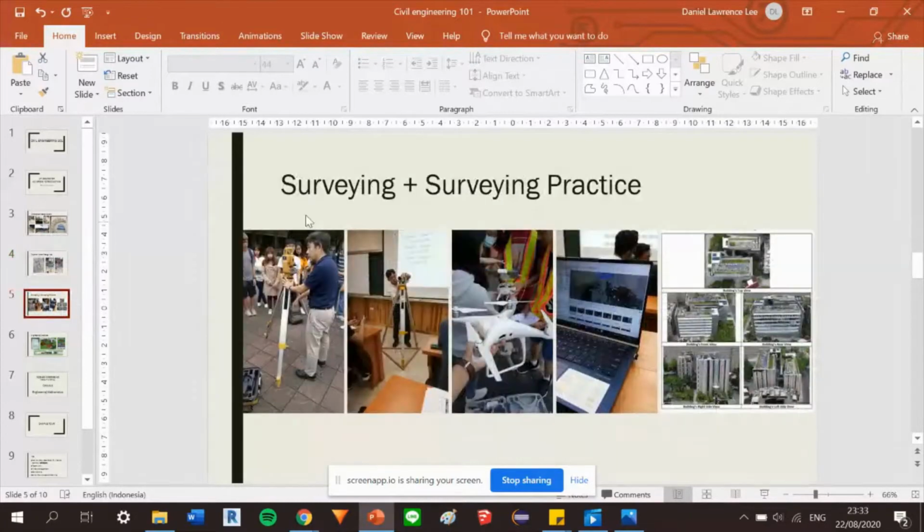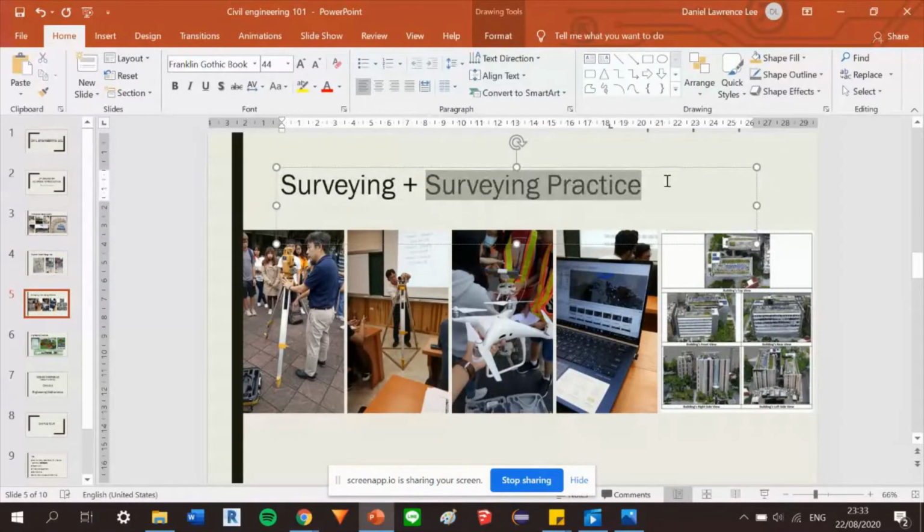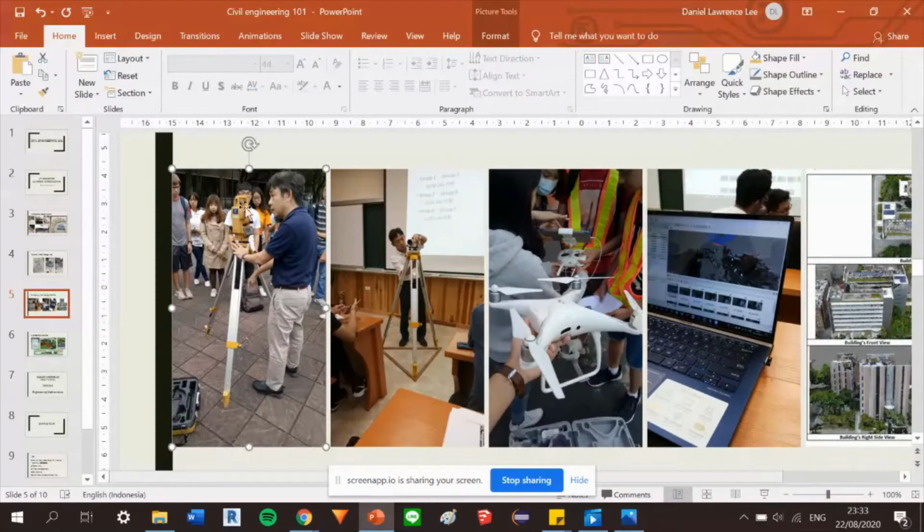And then next is called Surveying and Surveying Practice. Those are basically in one package. Surveying is the theory, and Surveying Practice is how to apply the theory. Here you will learn how to use a lot of cool equipment that maybe, besides in civil engineering, you will not be able to use. This one is called an Electronic Distance Measurement, or EDM for short. You will use this equipment and also things like drones, and you need to use some applications.